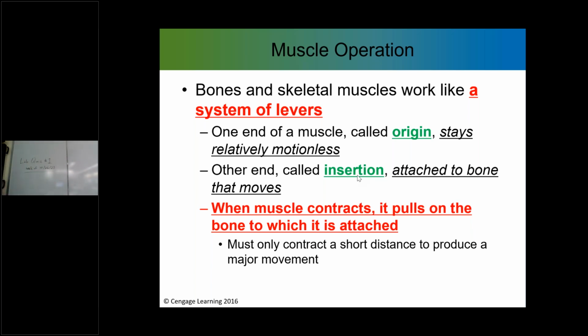So you'll see here when muscle contracts, it pulls on the bone to which it's attached. The origin is going to anchor, the insertion is going to move. It's important for you to know those two terms, origin and insertion.